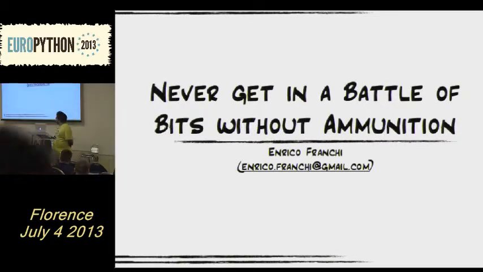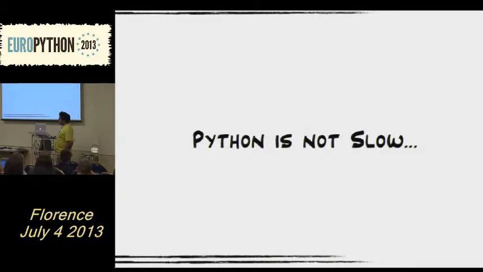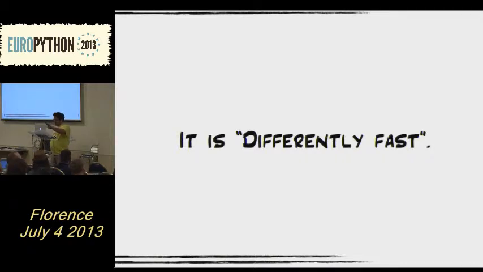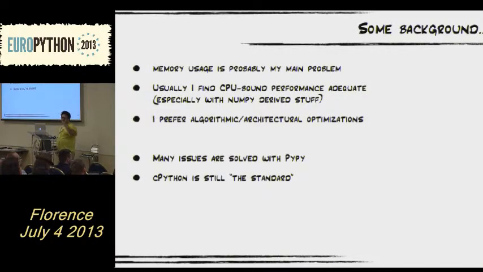So, first thing, Python is not slow, it's differently fast. And in fact, just to give some ideas, I believe that often memory usage is my main problem, and it's a real problem, in the sense that usually CPU-bound performance can be adequate, especially if you use, for example, NumPy for numerical computations or something like that. And I also tend to favor algorithmic or architecture optimization rather than low-level optimization, micro-optimization, that kind of stuff, which usually doesn't work unless you're really very close to what you want to obtain.